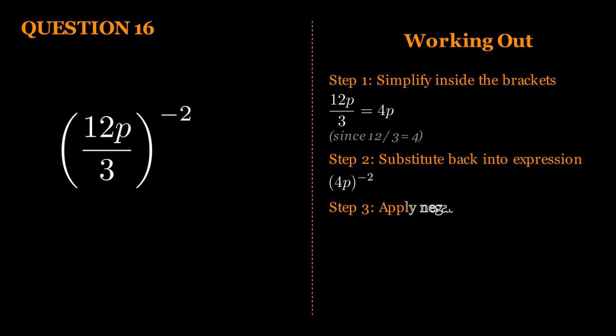Now we apply the negative exponent rule. Remember, a to the power of negative n is equal to 1 over a to the n. So (4p) to the negative 2 becomes 1 over (4p) squared. Let's continue the solution working out.